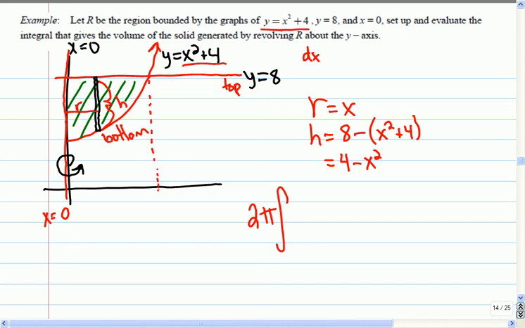So where do they meet up? Yeah, at x equals 2, that's where they meet up. So my bounds are going to go from 0 to 2 since it's in terms of x, and the radius function times the height function. That's my integral set up and ready to be calculated.